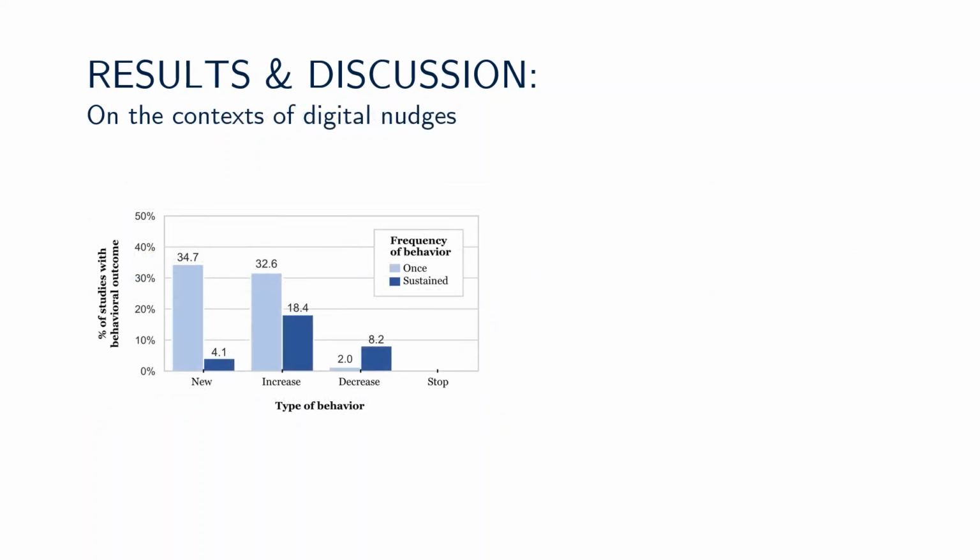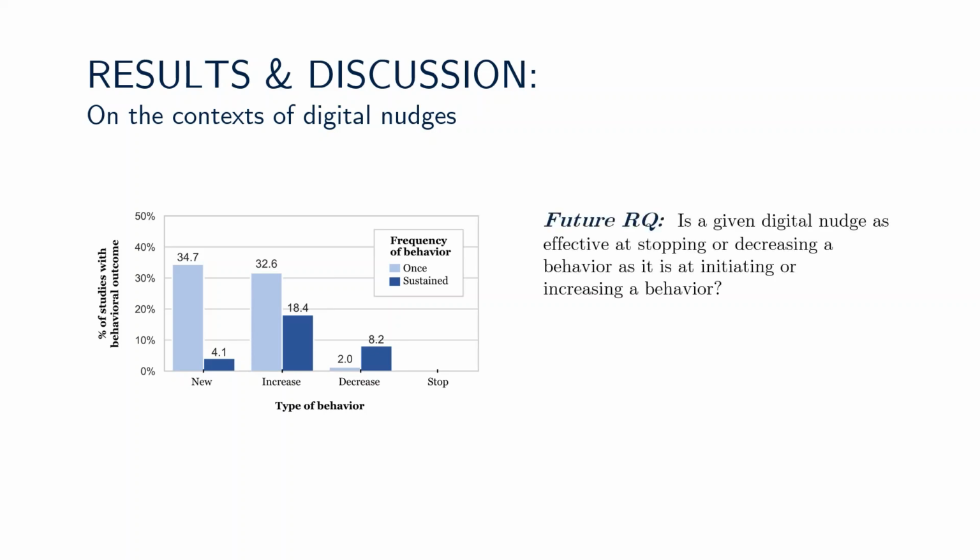Next, we're looking at a clustered bar chart of studies with a behavioral outcome and what type of behavior change that's being addressed. What we see here is that many nudges are aimed at increasing a familiar behavior or instigating a new one. This leads us to the following future research question. Is a given digital nudge as effective at stopping or decreasing a behavior as it is at initiating or increasing one? This is about the symmetry of effects when it comes to nudging.